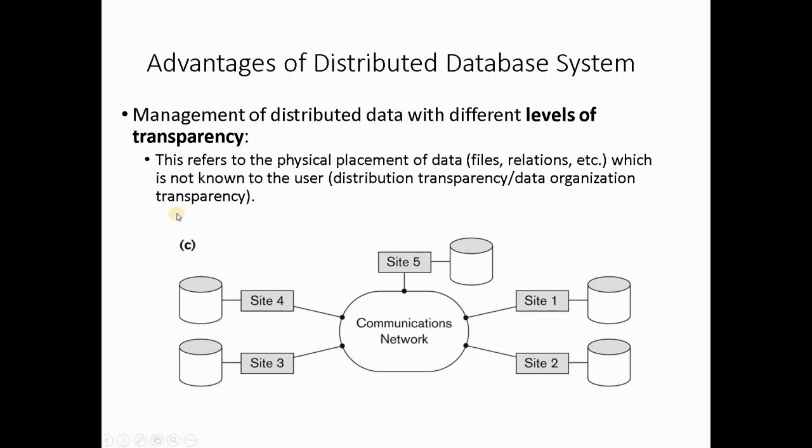Okay, let's look at the advantages of distributed database systems. The first one is transparency. For example, when you look at distributed databases, as you can see in the figure, it is distributed over multiple nodes, right? And we have a communication network to connect all these together. But the user will not know these details. So he feels that data is coming from a single place. This is called distribution transparency, or sometimes we call it data organization transparency.